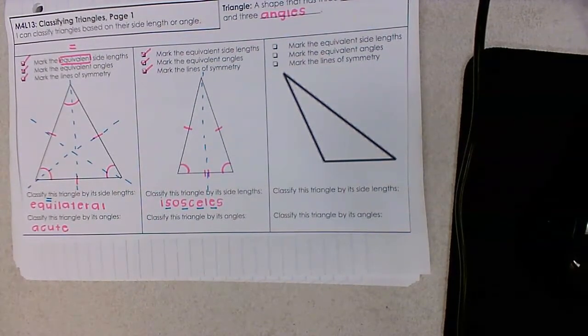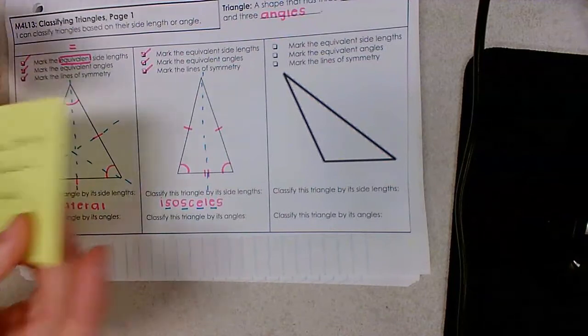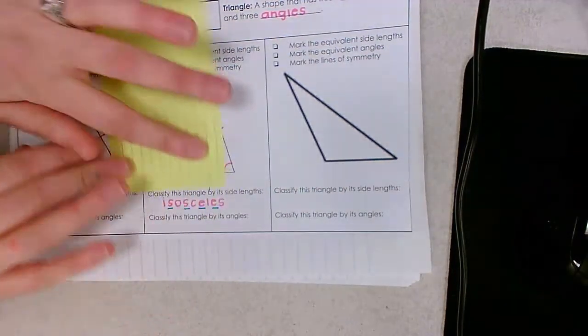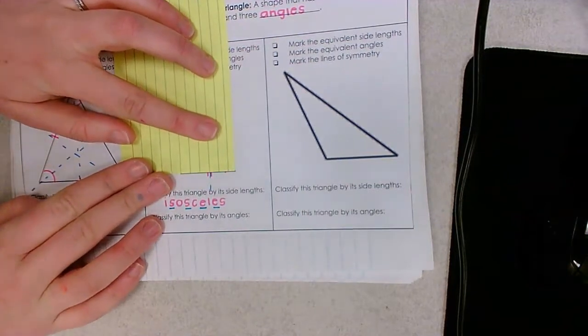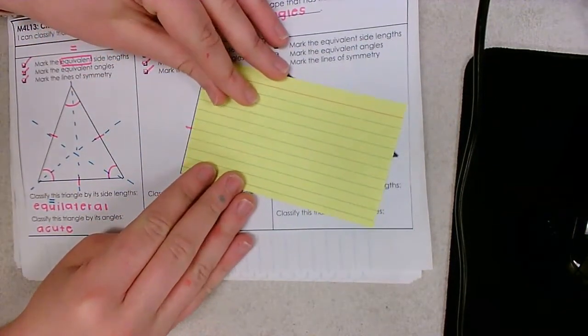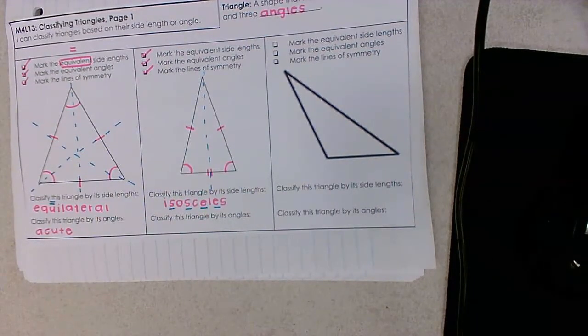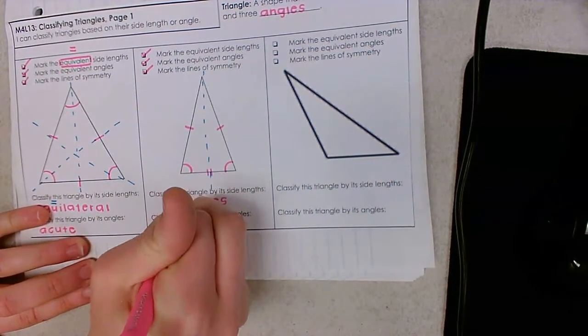So how would we classify this triangle by its angles? Just like in the last example, all of the angles inside of my triangle are less than a right angle. They're less than 90 degrees. If we have an acute angle inside of our triangle, it's called acute.